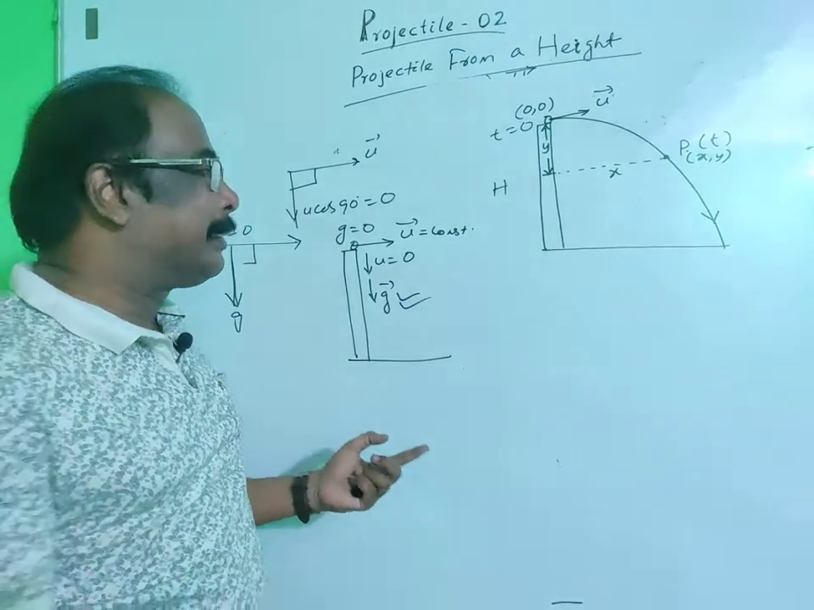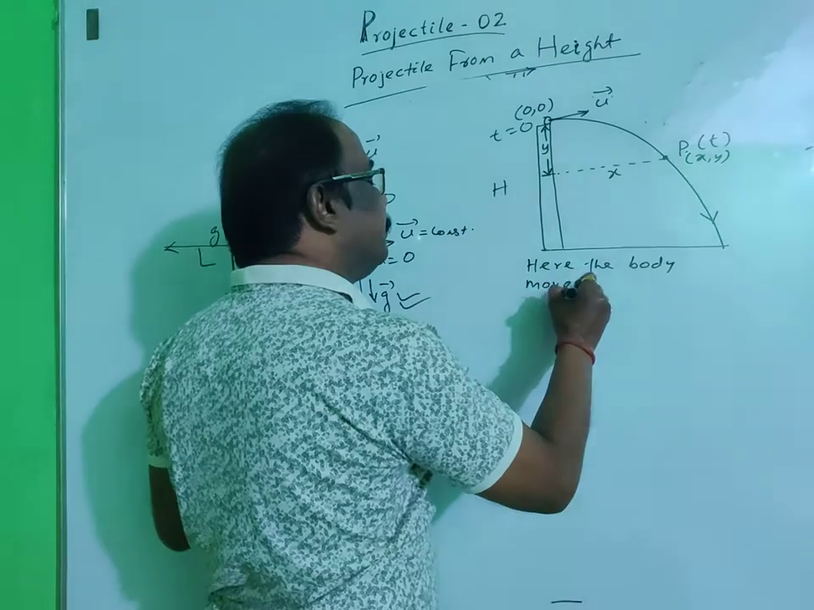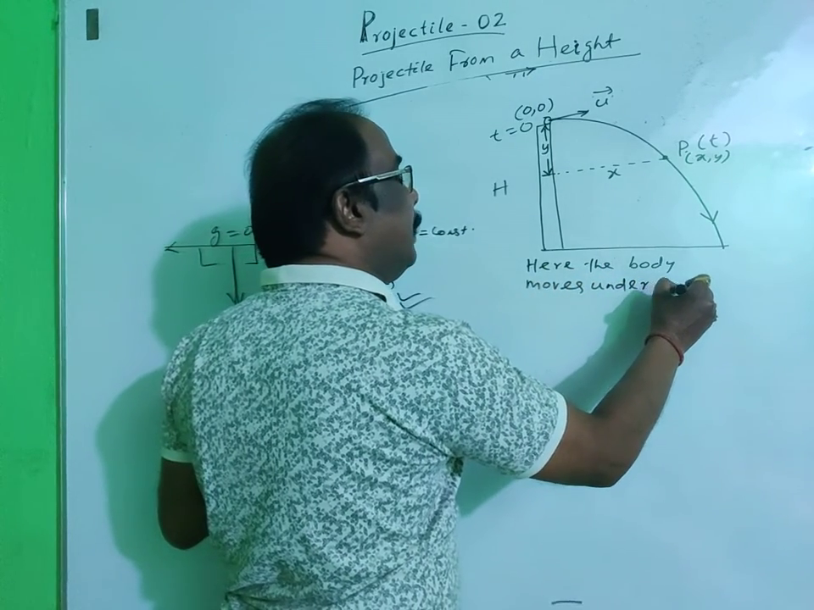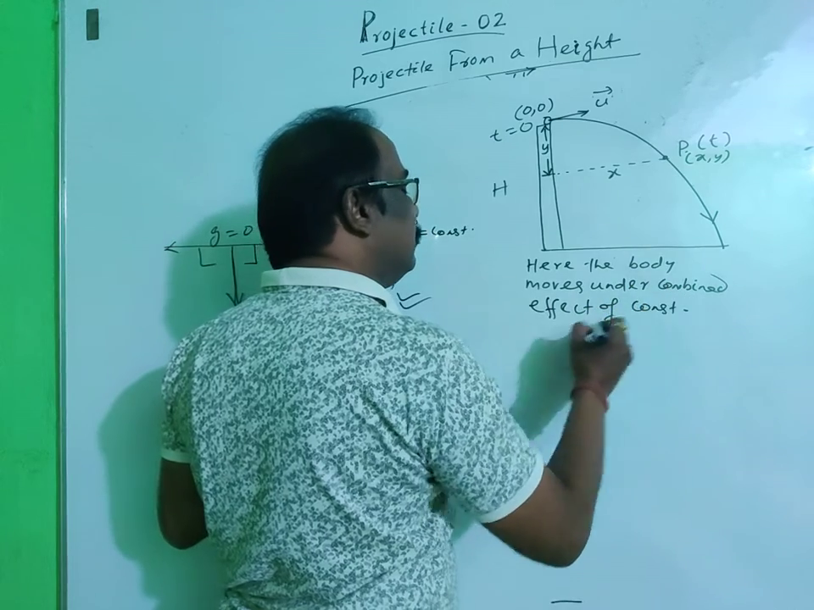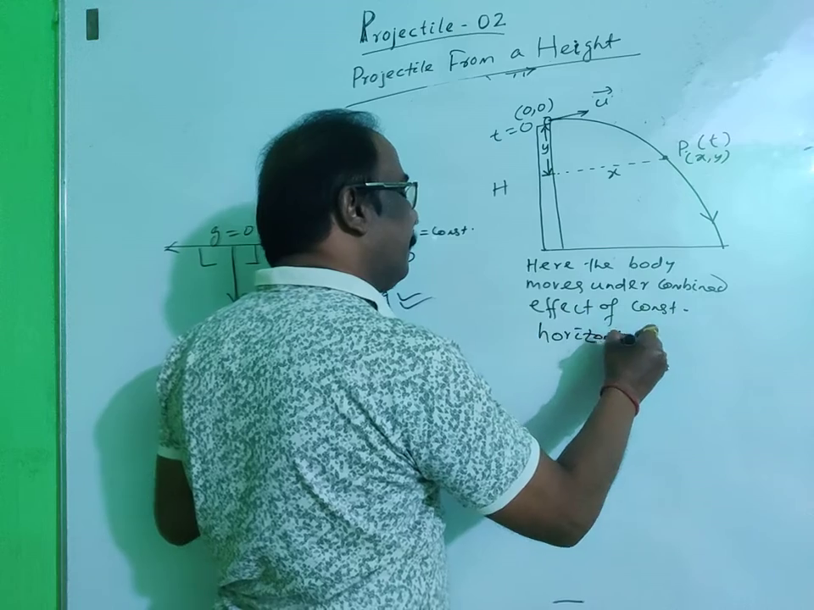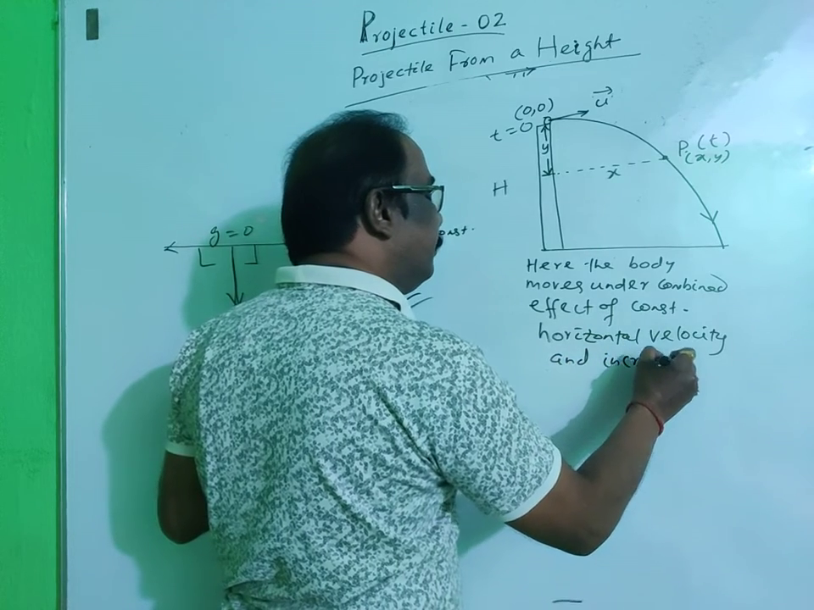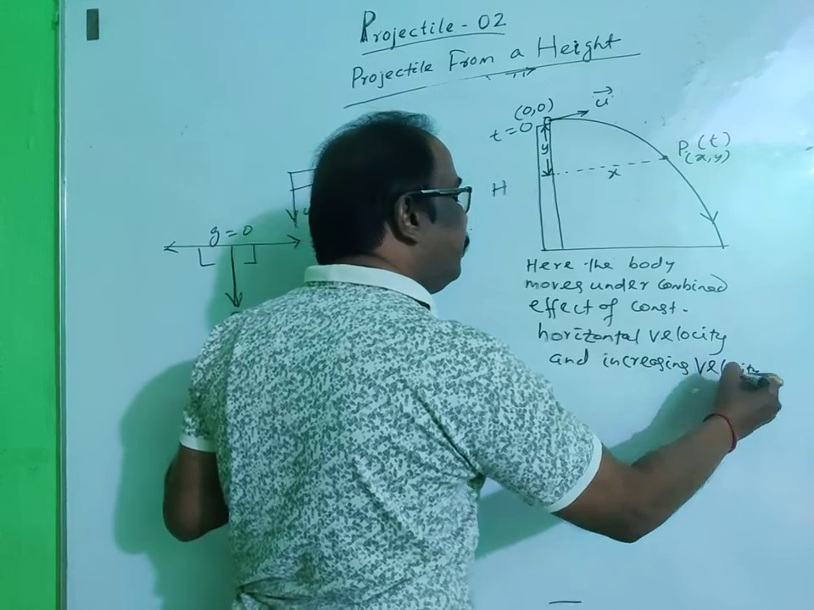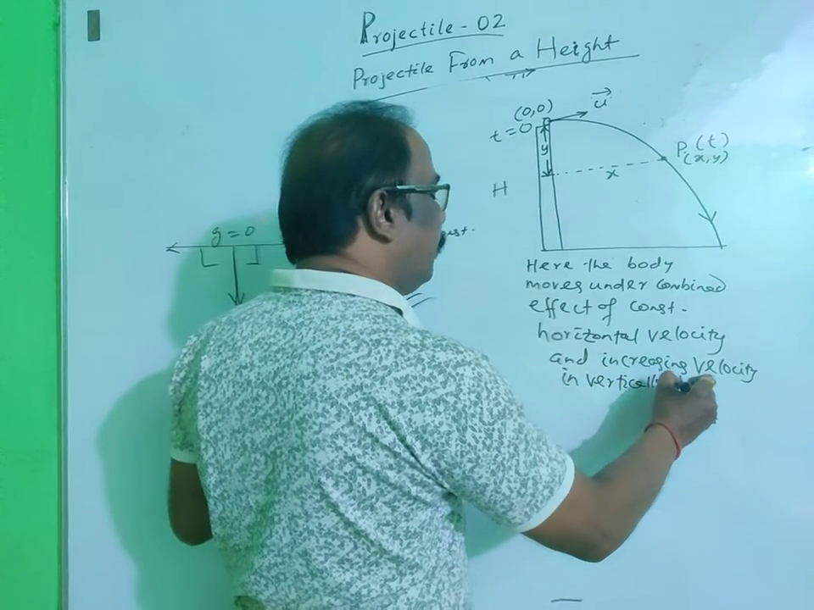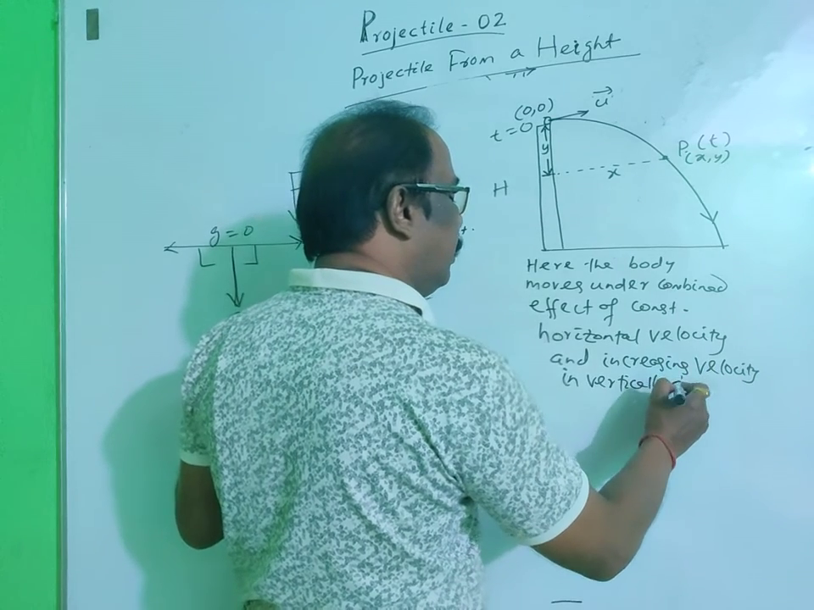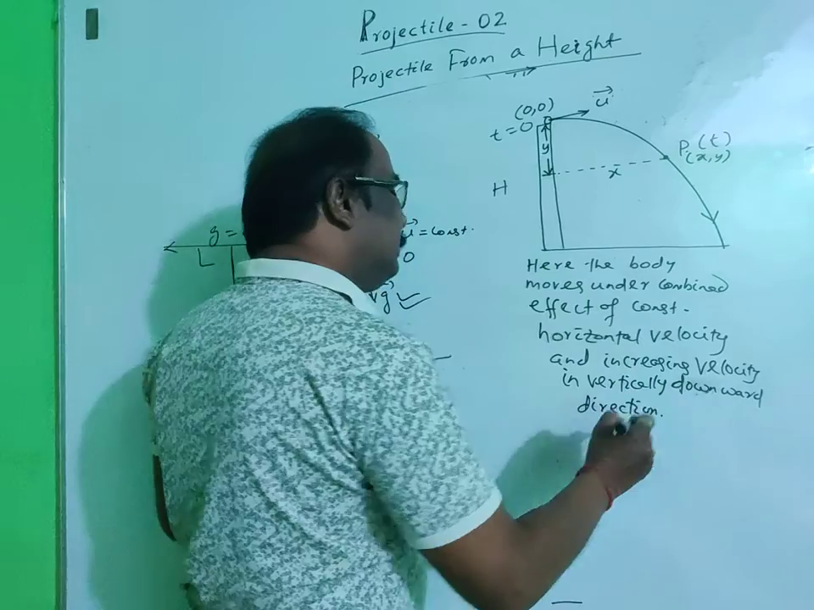Then what conclusion do you get? Here the body moves under the combined effect of constant horizontal velocity and increasing velocity, and increasing velocity means the magnitude of velocity increases, in the vertically downward direction. This is the output of our discussion.